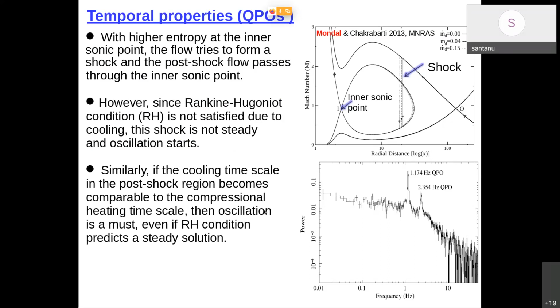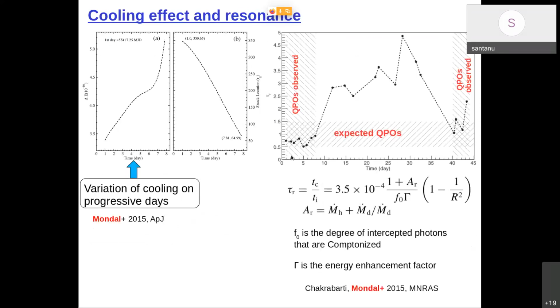Similarly, if the cooling time in the post-shock region becomes comparable to the compressional heating time scale, then oscillation is a must, even if Rankine-Hugoniot predicts a steady solution. Therefore, we can say that the shock is very crucial because it connects both temporal properties by its oscillatory behavior, and it can also give spectral properties by behaving as a corona. So, cooling effect and resonance.